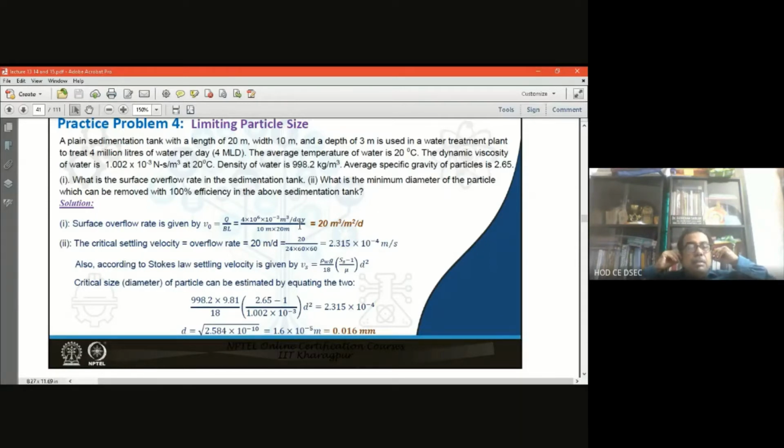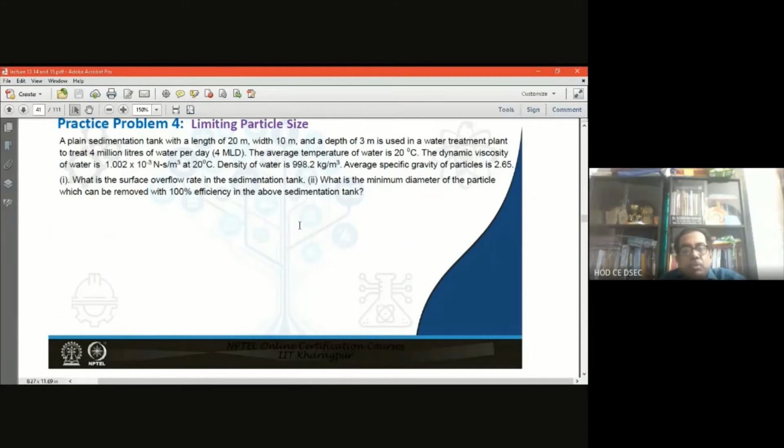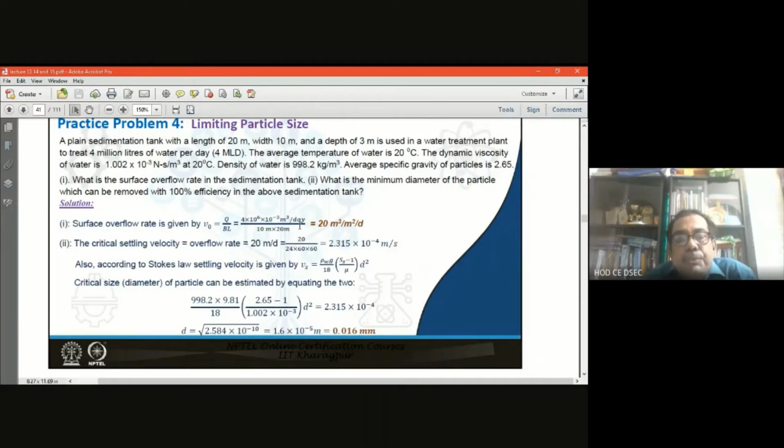Second, the critical settling velocity, that is the overflow rate. Again and again I am telling you, this is nothing but the overflow rate. That is 20 meter per day. 20 meter cube per meter square per day is the same thing as 20 meter per day. And if you convert it to seconds, it will be 2.315 into 10 to the power minus 4 meter per second.